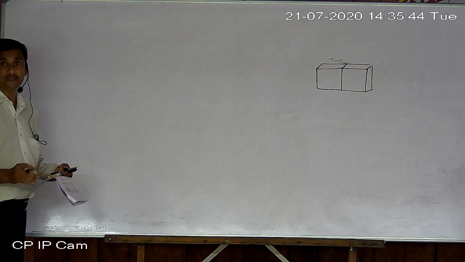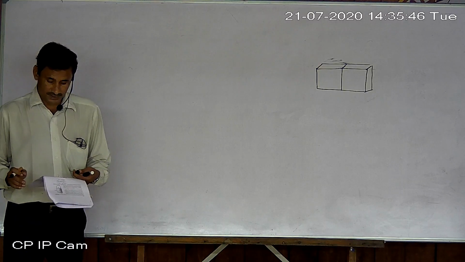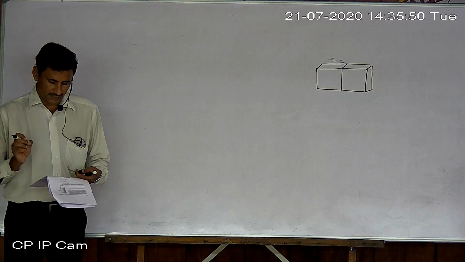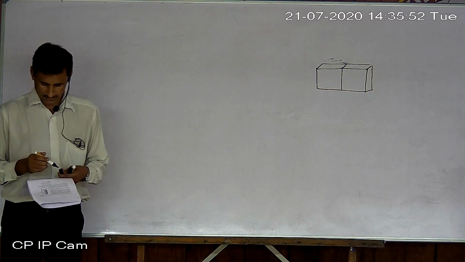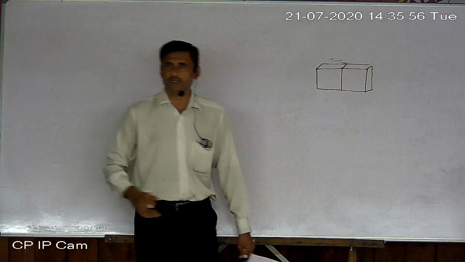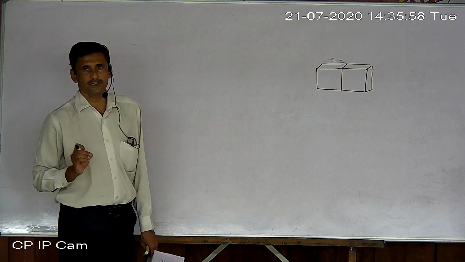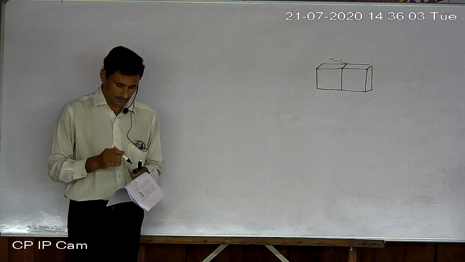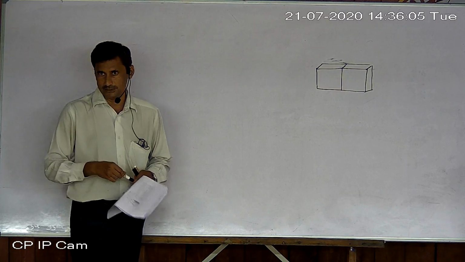Volume of each cube is given. Volume of each cube is 64 centimeter cube. What is asked? Find the surface area of the resulting cuboid. Only surface area written means what? Total surface area. If nothing is clear, it is total surface area.